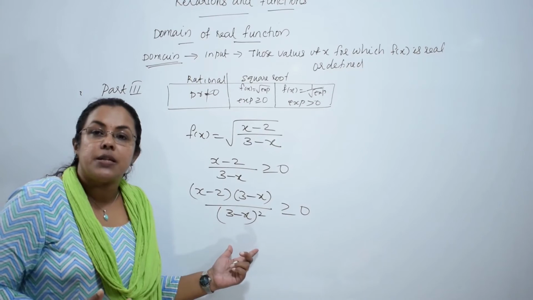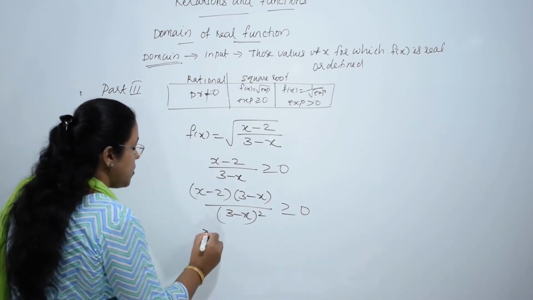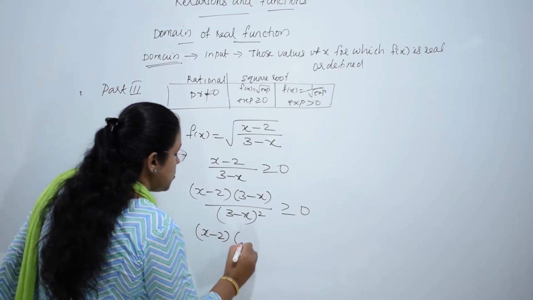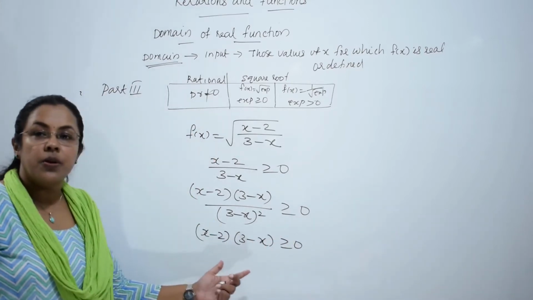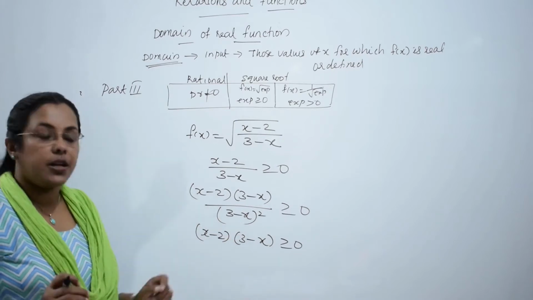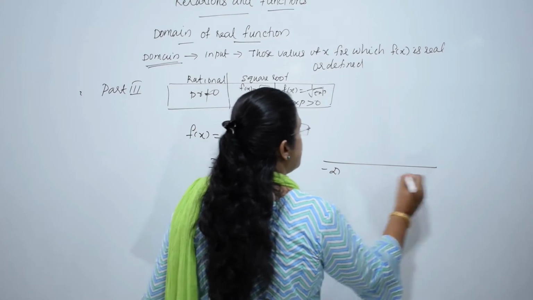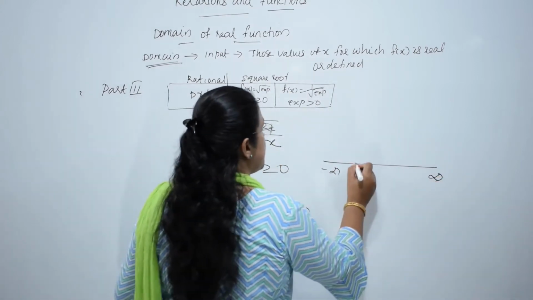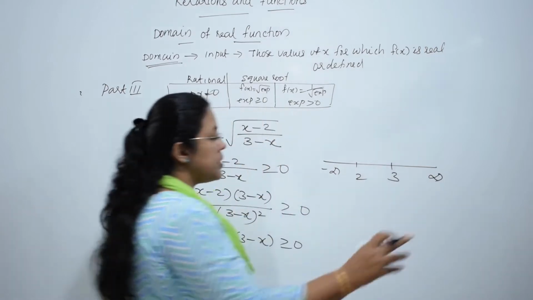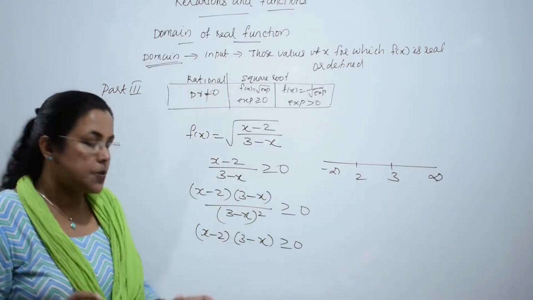Now, the denominator is a perfect square, therefore it is greater than or equal to 0. Therefore, (x minus 2) into (3 minus x) is greater than or equal to 0. We have to find out the region where it is positive. So, draw the line from minus infinity to plus infinity, with x equal to 2 and x equal to 3. The whole region is divided into 3 parts. We have to find out the region where it is positive.